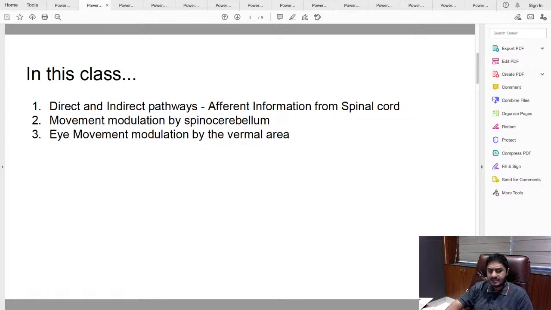Note that there are direct and indirect pathways through which information from the spinal cord reaches the cerebellum, and how spinocerebellum is going to help modulate movement. And the key word here is modulation. Why? Because cerebellum is that part of the brain that is more involved in modulation, coordination, modification of movements rather than control. Technically, control means there is a very tight coupling and there is a one-to-one response between the input and the output. Whereas in the cerebellum you are going to have modulation or coordination rather than one-to-one response.